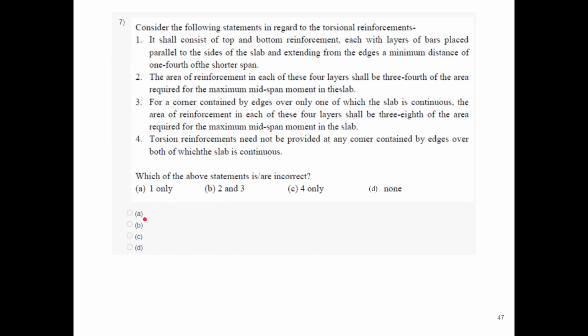So A, 1 only, is the right option. So that is 1/5. So as you can see, A, 1 only is the correct option.